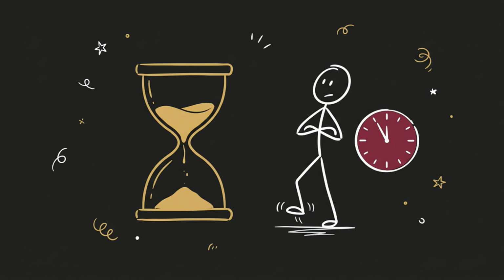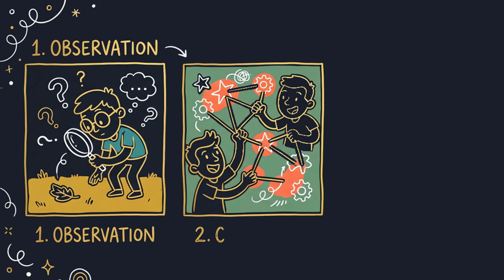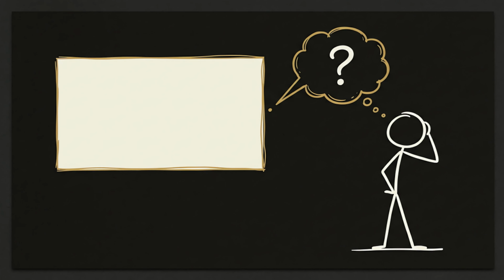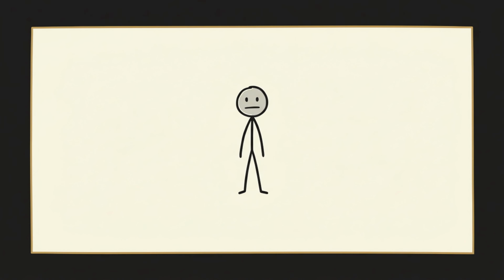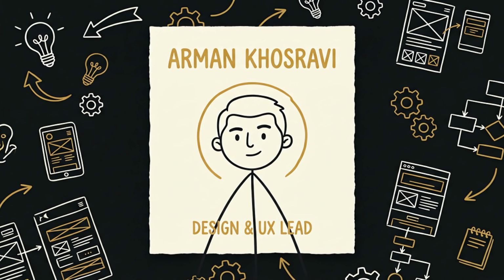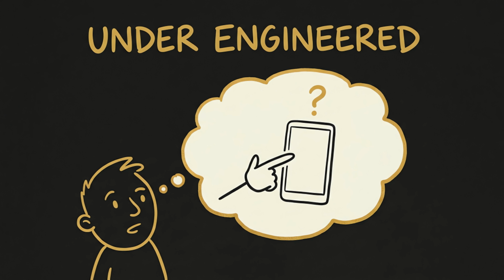I'm Arman Khosravi, Design and UX Lead at Xentro, and I believe the most under-engineered screen in your product is the one that shows up when there's nothing to show. The blank dashboard, the empty inbox, the project list that says no results. That empty state isn't a neutral canvas. It's a silent bounce factory. It tells the user, there's nothing here for you yet, and leaves them with zero reason to stay.